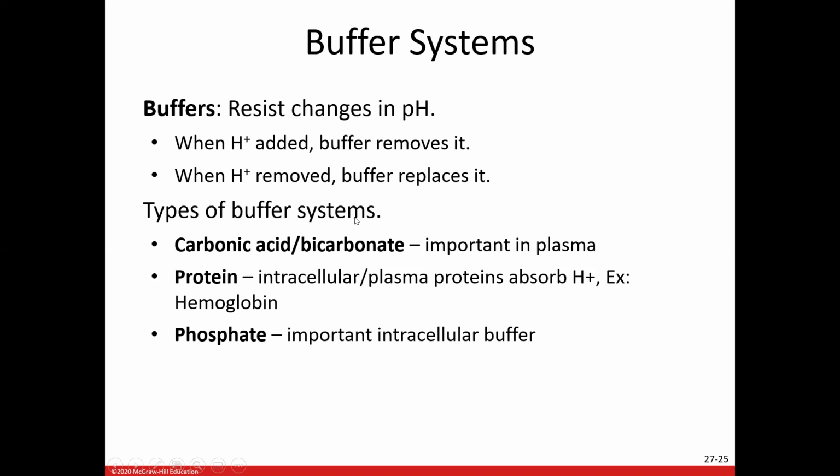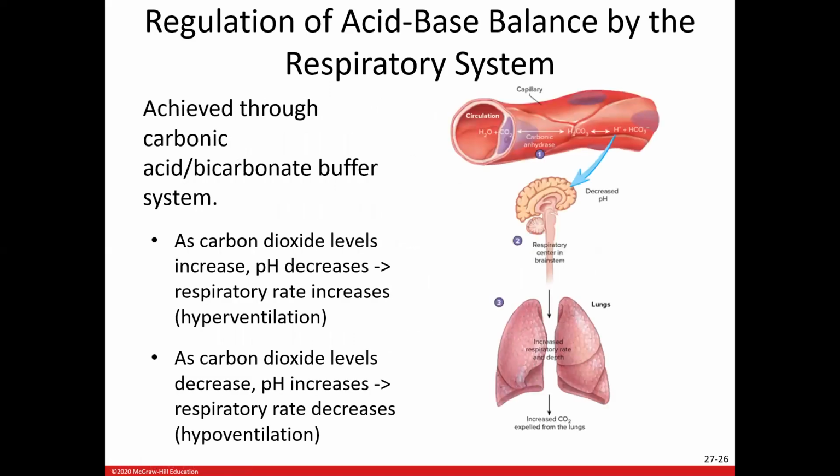You have three types of buffer systems that your book talks about. First one you should be very familiar with, again, is your carbonic acid and bicarbonate, which is very important for maintaining your blood plasma levels. You then have proteins, which in some cases are able to absorb hydrogen ions. An example your book gives is your hemoglobin, which is able to absorb a little bit of hydrogen ions, not a lot, but some. And then we have your phosphate group, which is another important buffer. Your phosphate group is able to pick up or donate 3 hydrogen ions, so 1 more than your carbonic acid. All right, so those are your buffers.